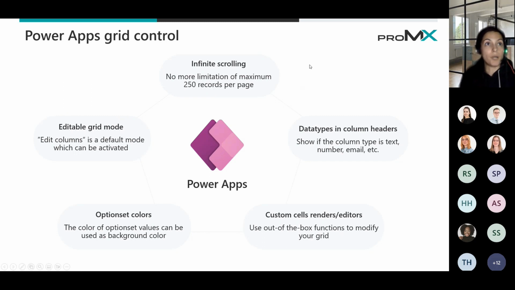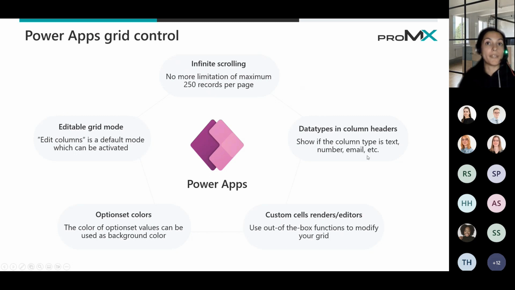Let's start here at the top. There's no more limitation of a maximum of 250 records per page. If I don't want to have this maximum, I can activate this infinite scrolling and just scroll and scroll and scroll down without any limitations. There's a default editable grid mode. That means it can be activated and it's just in one grid. Until now, there were two different grids which you had to switch between if you wanted to make a grid editable. Now it's a default setting.